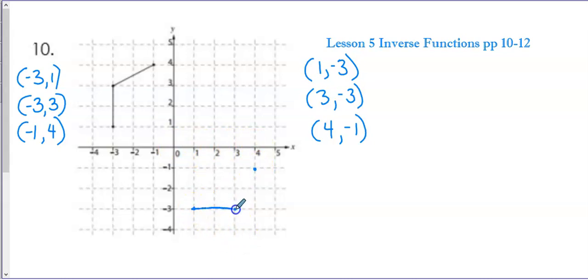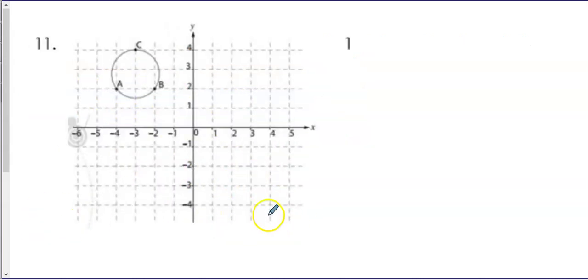So it turns out the inverse of this function, actually this isn't a function, the inverse of this is a function. This is not a function because it doesn't pass the vertical line test. Next one, number 11. We need to figure out what these points are. This one's at -2, 2. And let's see, -4, 2. And -3, 4.